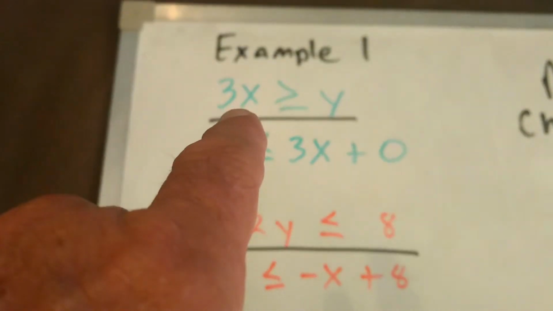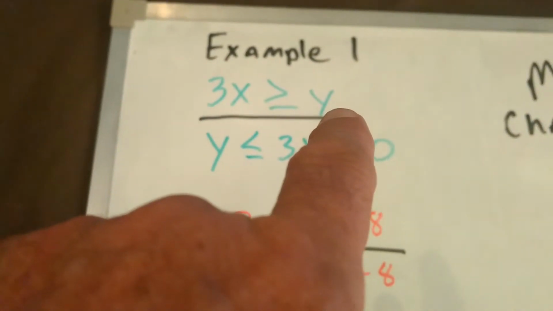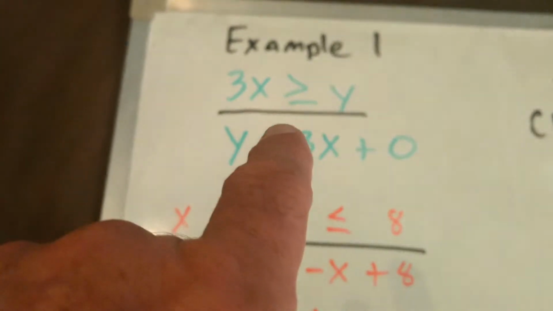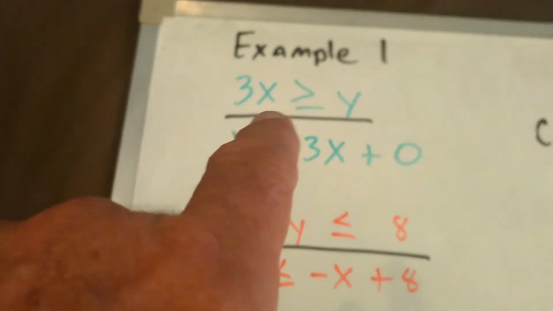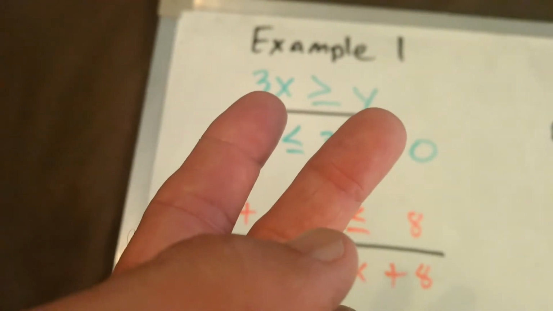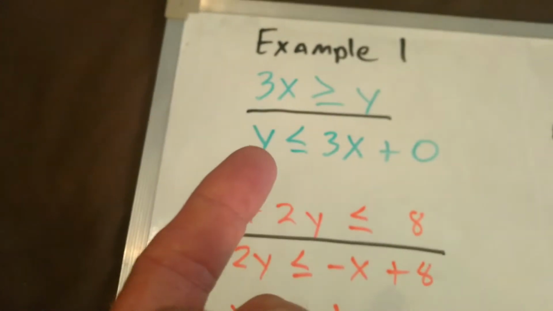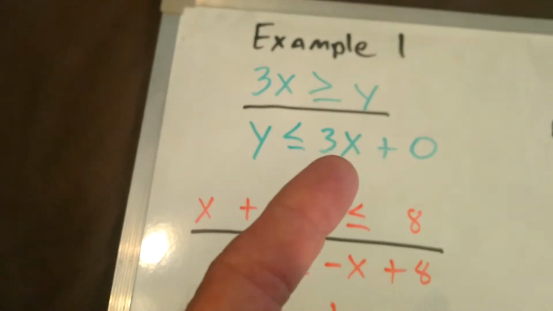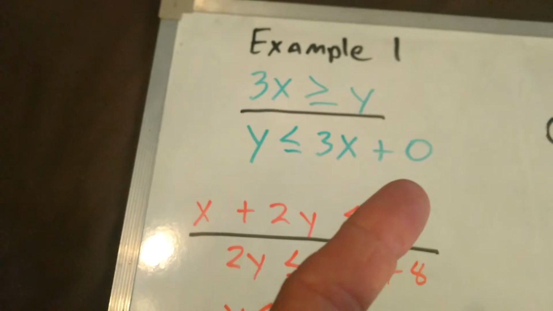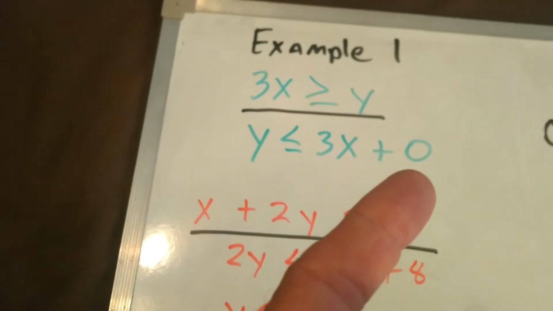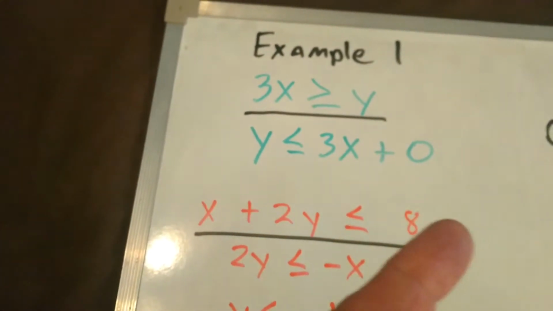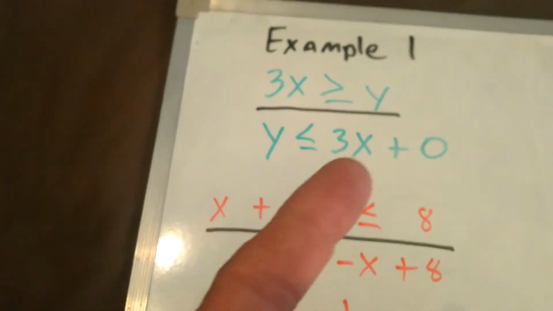You can see we have the equation 3x greater than or equal to y. First thing I do is I put it in slope-intercept form. So what I did was just flip-flop the variables, which means I have to flip the sign. So this now becomes y less than or equal to 3x. I put the plus 0 to remind myself that the y-intercept is at 0. It's in slope-intercept form. It's in green.